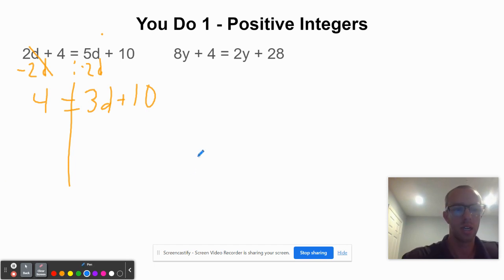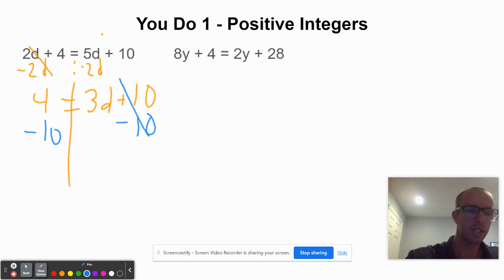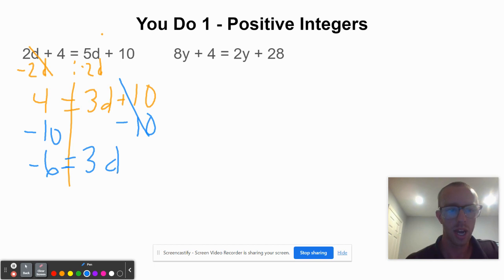Now, I have a 2-step equation, right? I got to get rid of the constant on the variable side. The constant is a positive 10. Remember, a constant is just a number without a variable. All right? These cancel out. 4 minus 10 is negative 6. The only thing left on this side is 3d. I drop it straight down. I have negative 6 equals 3d.